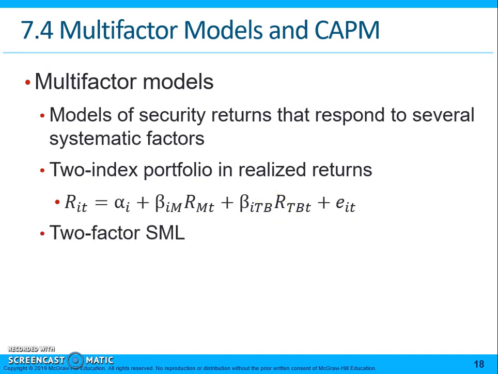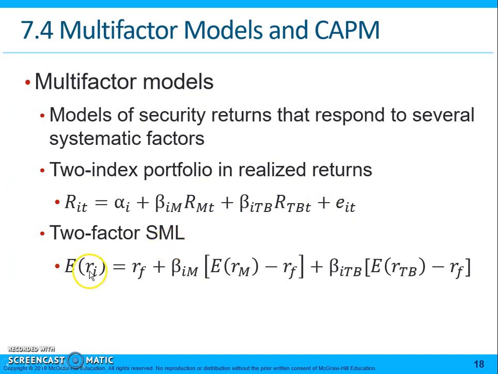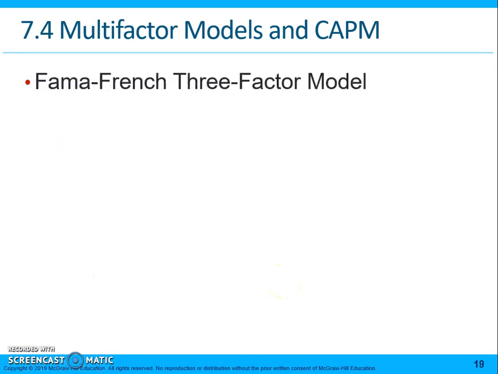So, the two-factor security market line is simply the expected return for that security equal to the risk-free rate plus the beta for that security in relation to the market multiplied by the excess return on the market. So the expected return on the market minus the risk-free rate, plus the beta in relation to treasury bonds multiplied by the excess return of treasury bonds. So the expected rate of return on treasury bonds minus the risk-free rate. That would give you a two-factor model.